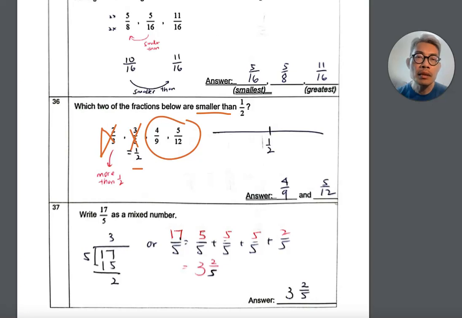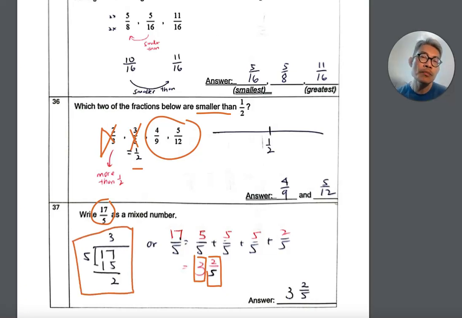A mixed number, remember, is a whole number with a fraction beside it. You can do it two ways. First way is this way. I prefer this way because to me it's less work. This means 17 divided by 5. 5 times 3 is 15, 17 minus 15 is 2. This is my 3 whole. This is my leftover 2, and it was divided by 5.